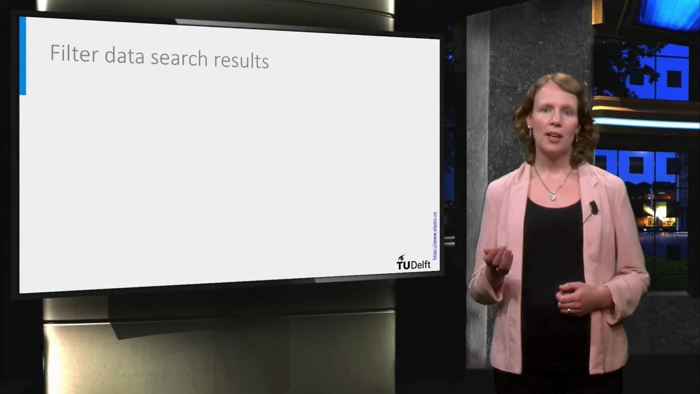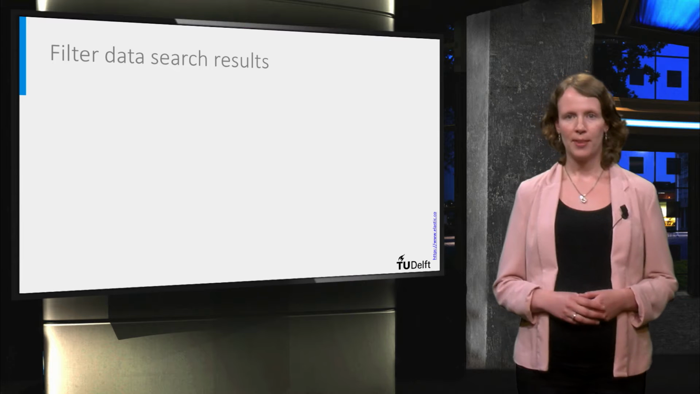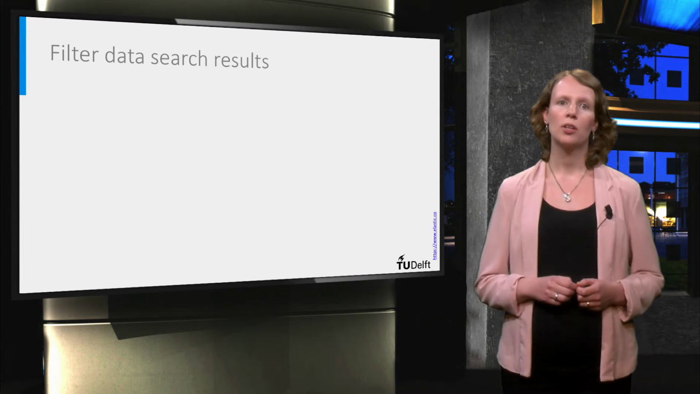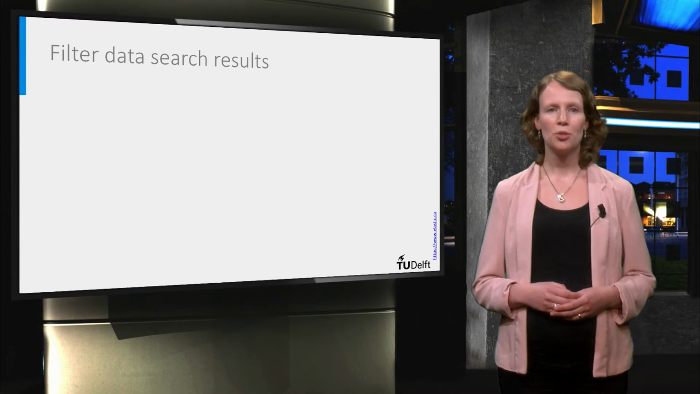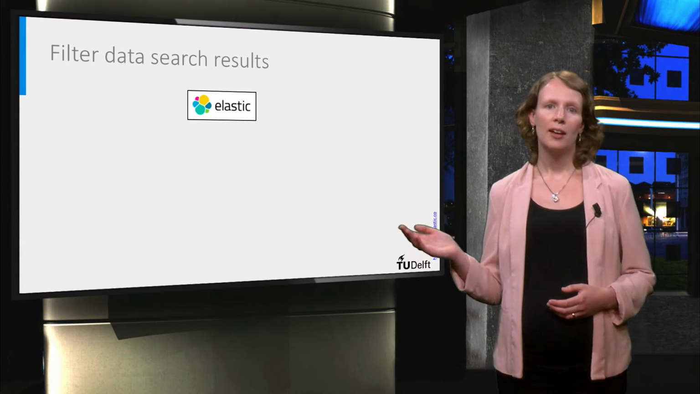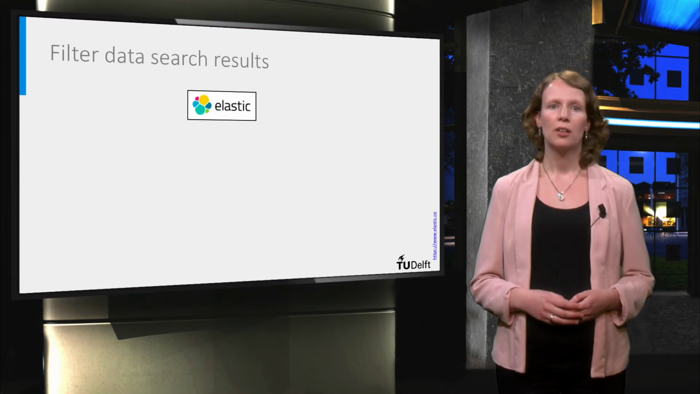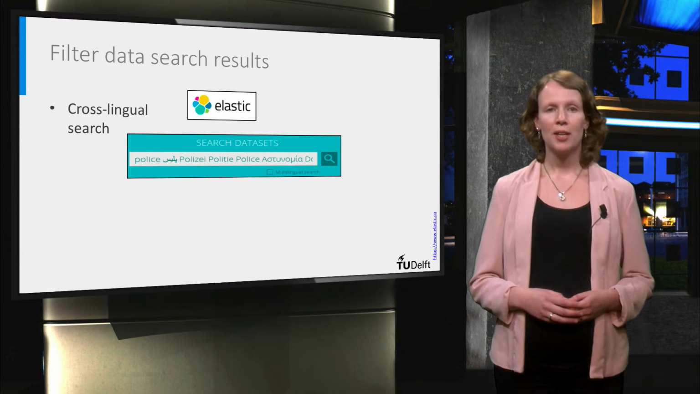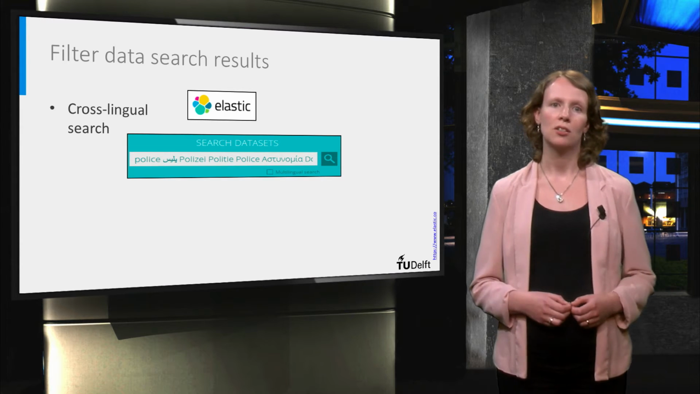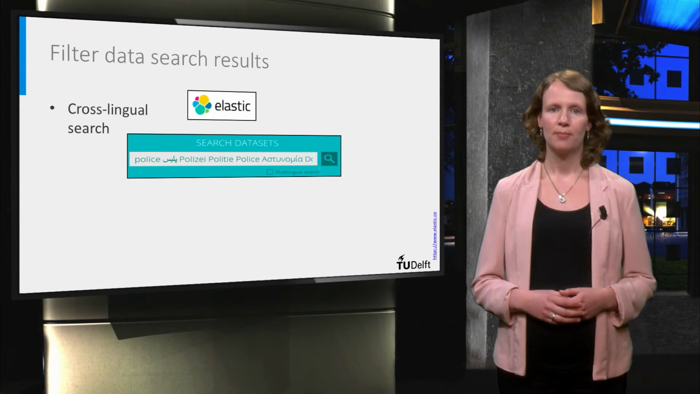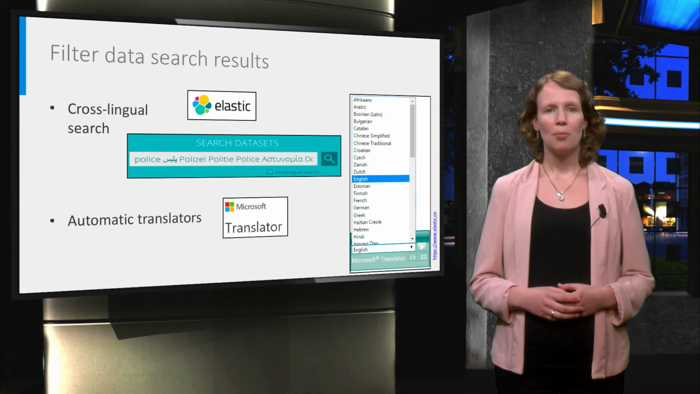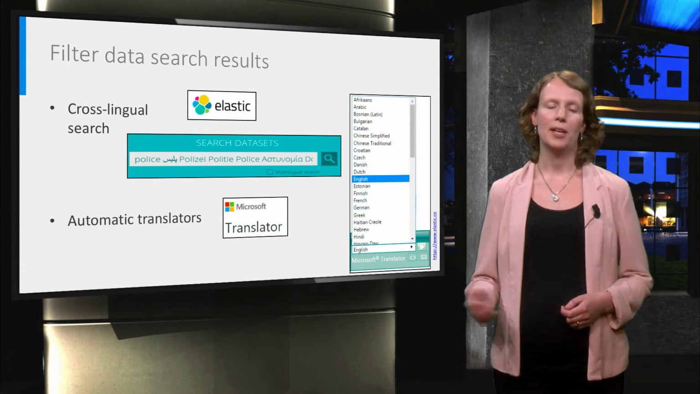Data users can also manually search data, for instance by typing in keywords or by filtering search results. Tools like Elasticsearch enable multilingual search, geolocation, contextual "did you mean" suggestions, autocomplete, and result snippets. Other tools that may be used for automatic translation are Microsoft Translator and Bing Translator.